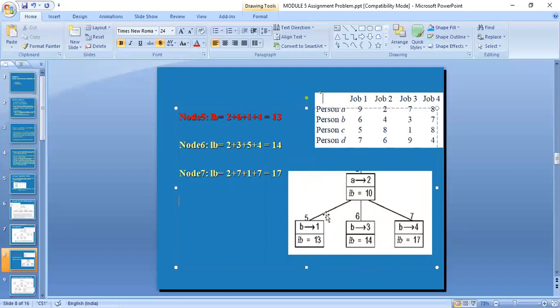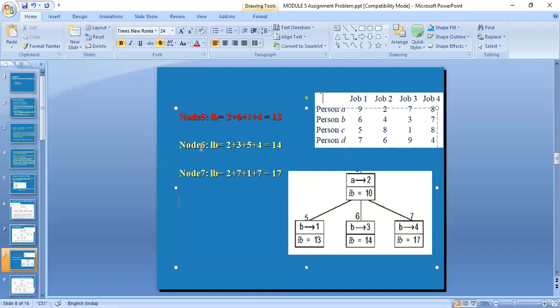Next, person C, if you see, what is the least value? The least value is 1. It is neither for job 1 nor for job 2, so we can take 1. Now for person D, the least value is 4. Again, it is based on job 4, so it is neither job 1 nor job 2. So we can take it. It is not violating your constraint and you have got a total value of 13.